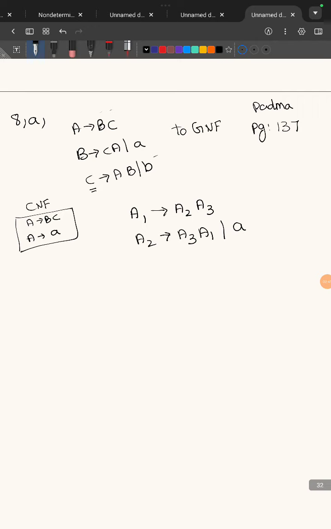Now A3 derives AB, right? So it will be deriving A1, A2 bar B. So this is what they have given in the question paper. What we will do is name each of the equations: 1 here, 2 here, 3 here. Now we have to check the condition.